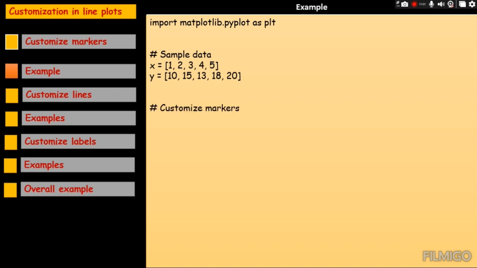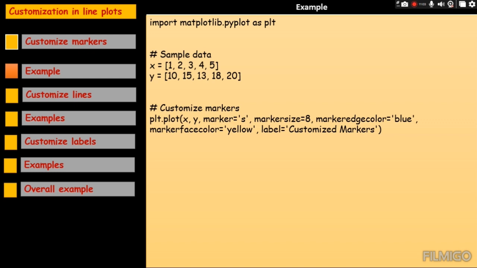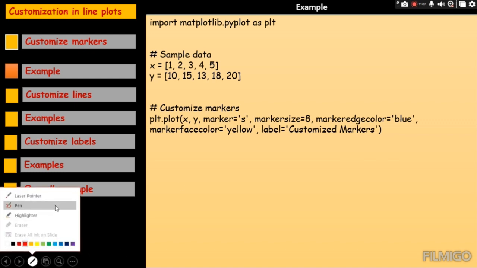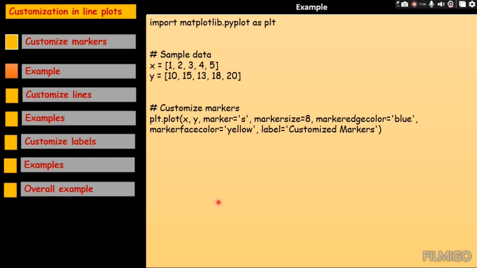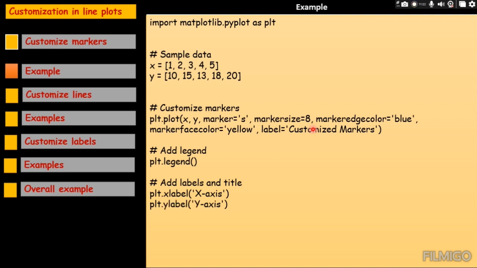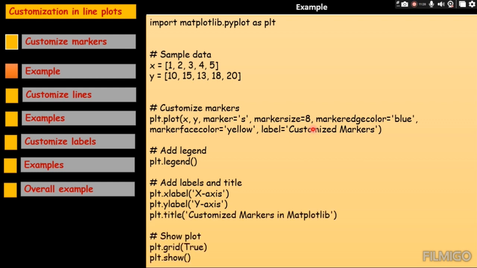Customize markers. plt.plot x, y, marker equals 's', markersize equals 8, markeredgecolor equals blue, markerfacecolor equals yellow, label equals customized markers. Add legend. plt.legend. Add labels and title. plt.xlabel x-axis. plt.ylabel y-axis. plt.title customized markers in Matplotlib. Show plot. plt.grid true. plt.show.